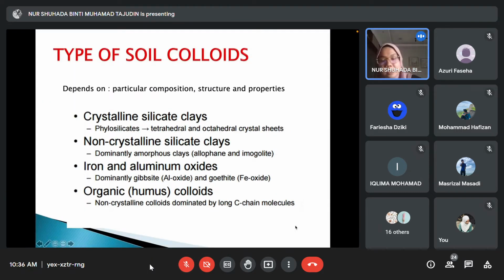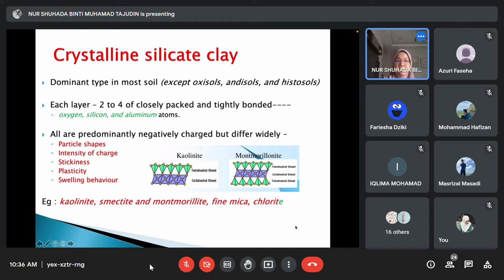Okay, so there are 4 types of colloids. We will go to the first one, crystalline silicate clay. Crystalline silicate clay is the most important because it's the dominant type in most soils. Other than special soils, most soils are comprised of crystalline silicate clay. So what is a crystalline silicate clay? What are its characteristics? Its structure consists of oxygen, silicon, and aluminum atoms that are closely packed and tied together.